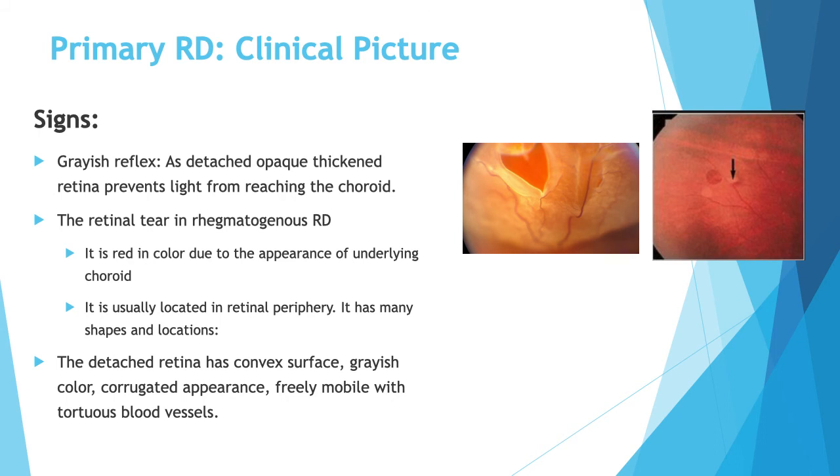Because of the detached opaque retina, examining the fundus, we have to find out the tear. This is a horseshoe break, and this is a hole. Sometimes we catch the patient early, a hole without detachment, and we can seal that by laser. But once the detachment happens, it has to be surgery.